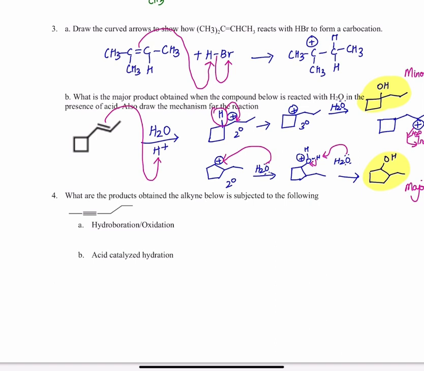What are the products obtained for these reactions? Now here is an alkyne. What happens when an alkyne undergoes hydroboration reaction followed by oxidation? So we know that it's going to give us either a ketone or aldehyde depending upon the substitution across the triple bond, right? So this is an internal alkyne, in which case it's going to give us ketones, right?